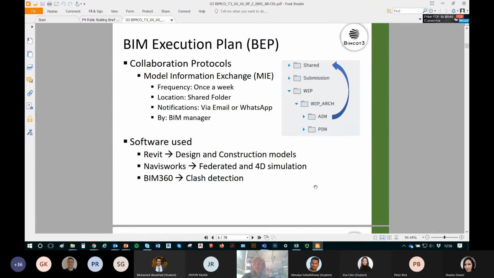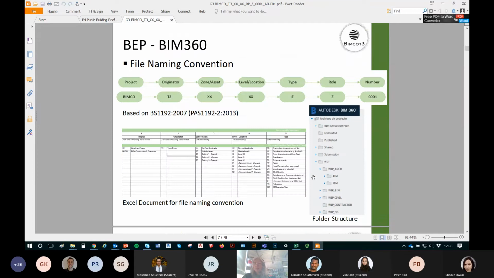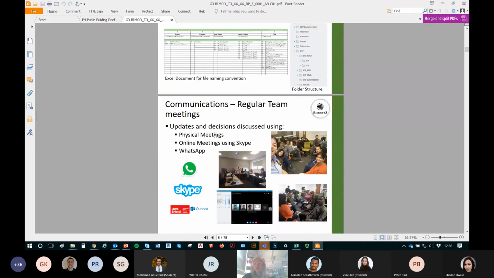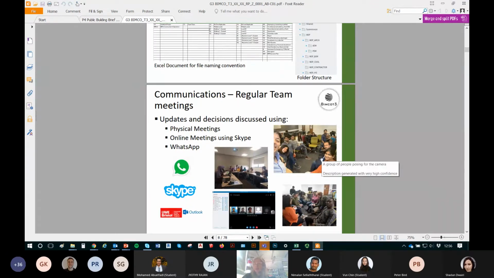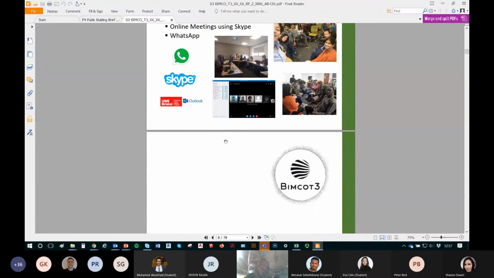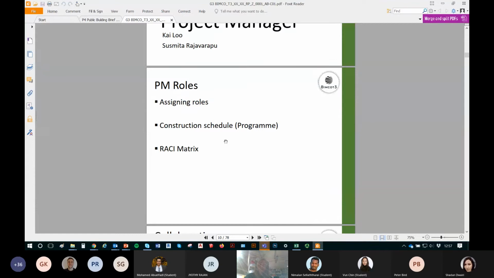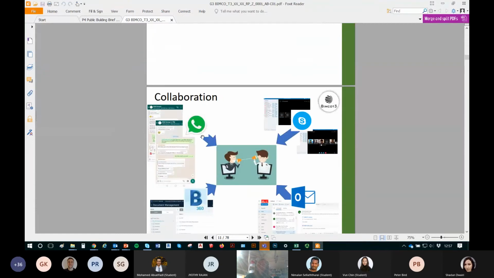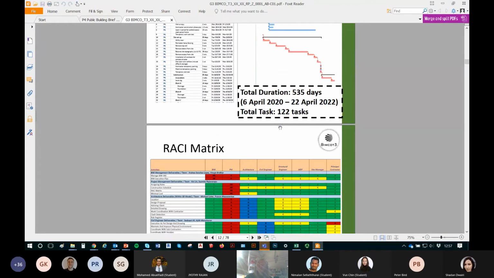BIM execution plan. So they're coming straight here to talk about BIM and how the BIM execution plan is important, but also about the BIM execution plan in terms of naming convention, sharing that information, and communicating regular team meetings. Obviously, you're not on campus and you're not going to be able to have face-to-face, but how you have used different technologies to enable you having that virtual communication or working online. Project manager, assigning roles, construction schedule, RACI matrix, collaboration, and then the program.